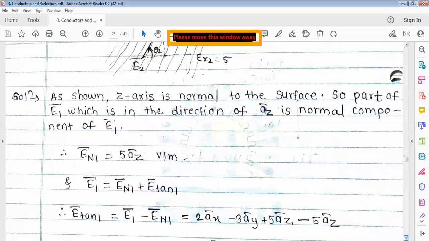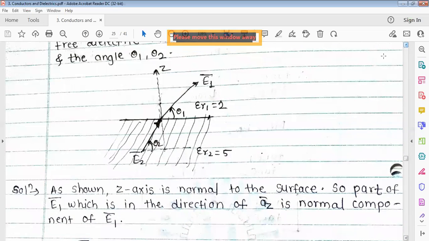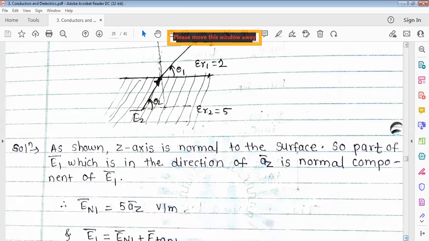As shown, the z-axis is normal to the surface. So the part of E1 bar in the direction of A bar z is the normal component, right? Here E1 bar is given, and this E1 bar has two components, one is the normal component and the second is the tangential component. The normal component, that is the perpendicular component, is nothing but your z-axis, so it is in the A bar z direction.